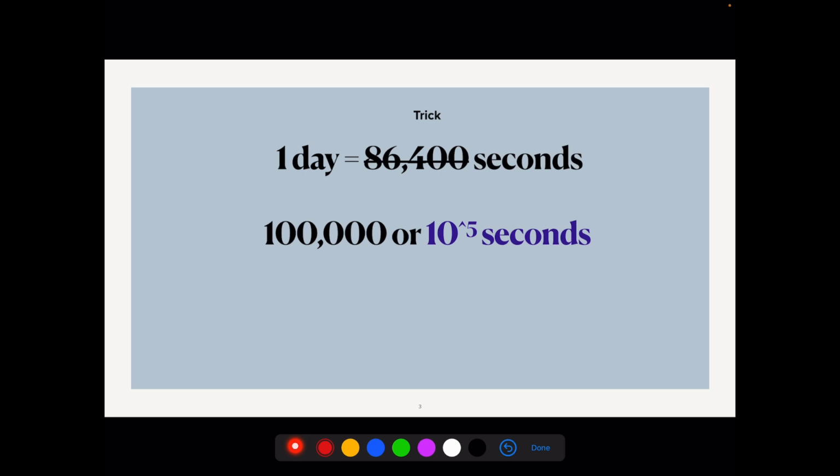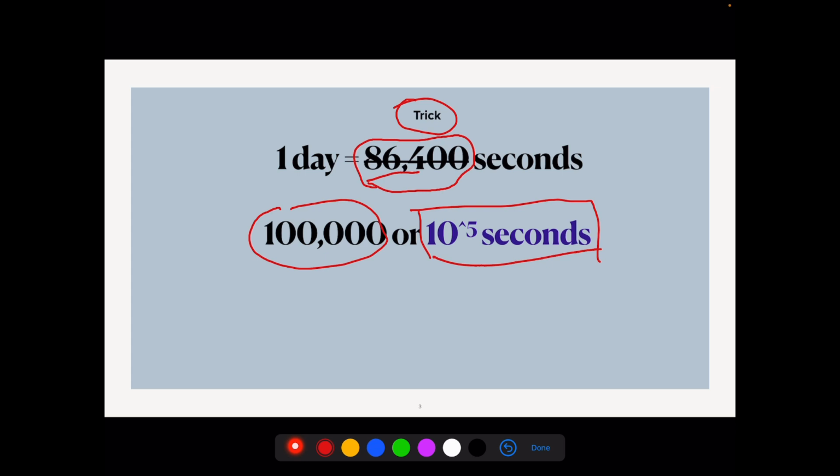To do this, I am first going to share the trick. While calculating the number of seconds in a day, we are not going to take the actual number, which is 86400 seconds. Instead, we are going to bump up this number and use 100,000, or 10 to the power 5. So whenever we ask how many seconds are there in a day, we will immediately know, okay, 10 to the power 5 seconds, because all the calculations are approximate.